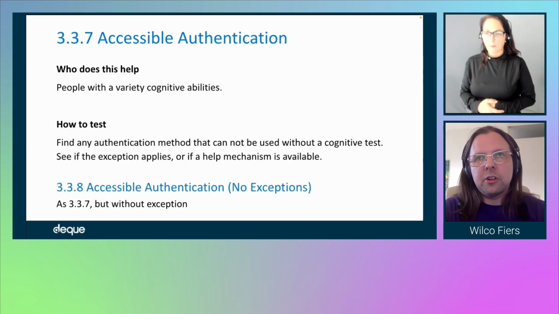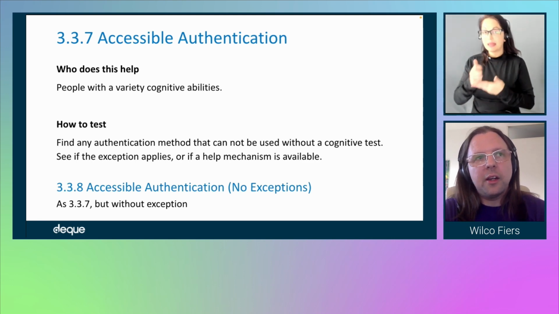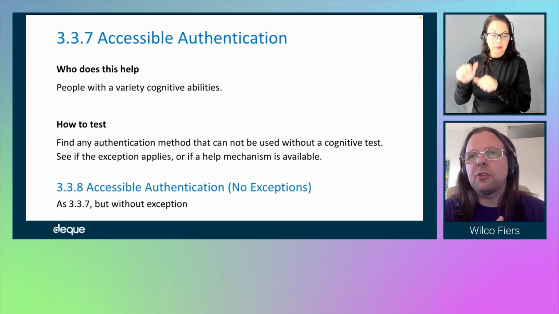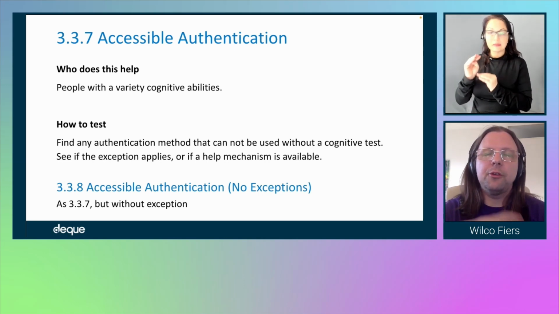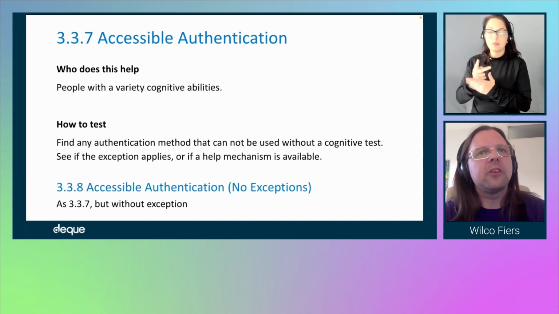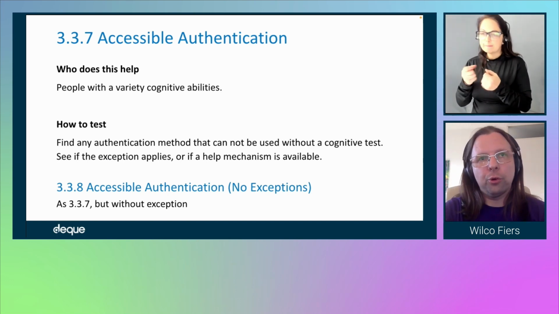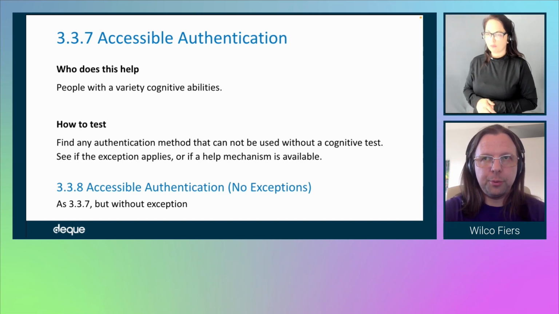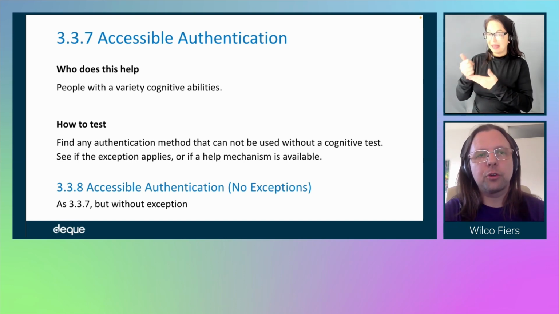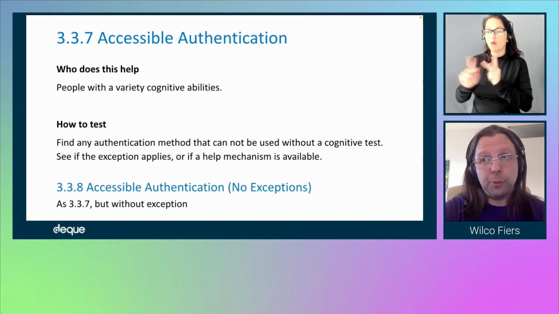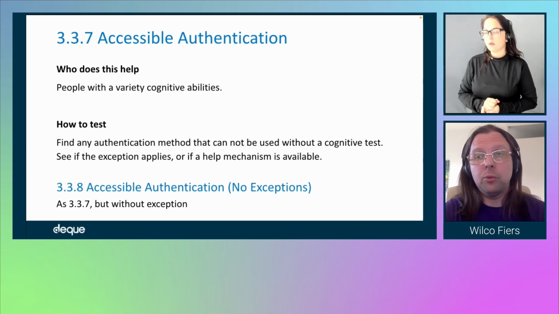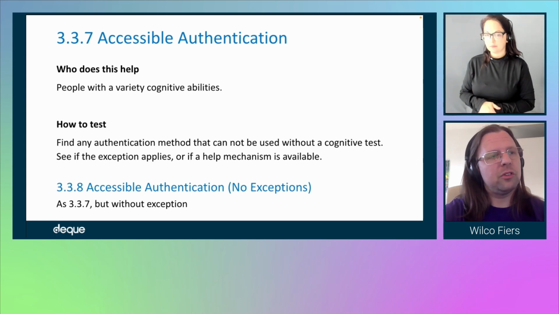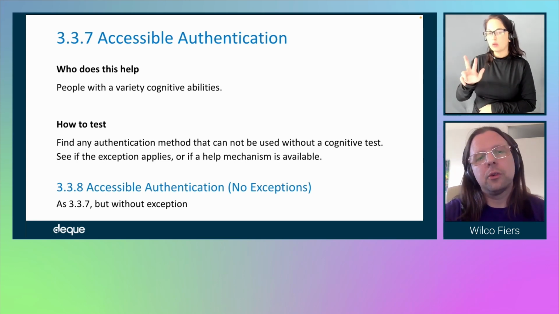The success criterion helps people with a variety of cognitive abilities. And the way to check for this is to look for those methods in authentication and find ways to get around that, or find any help mechanisms that might be available. If there's a help mechanism available for people to authenticate, that works too. There's a AAA success criterion that goes along with it, which does not have any exceptions. That's 3.3.9.